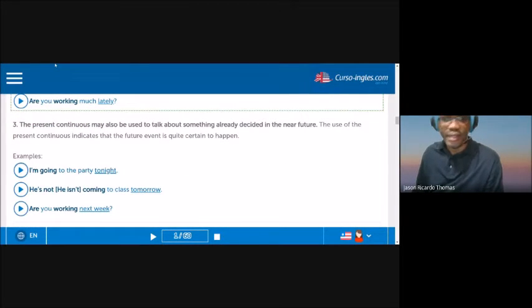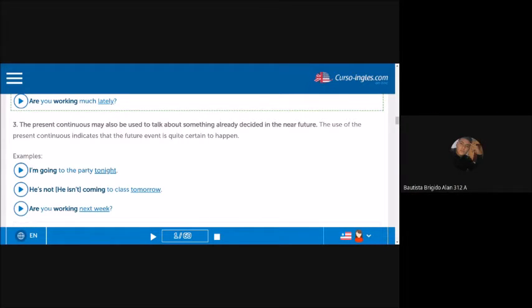Number 3. Let's see whose hands were up. Alan, all right. Your turn now, Alan. The present continuous may also be used to talk about something already decided in the near future. The use of the present continuous indicates that the future event is quite certain to happen. All right. For example, I'm going to the party tonight. He is not coming to class tomorrow. Are you working next week?